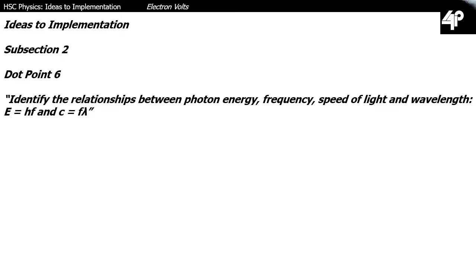This tutorial is going to be about subsection 2 out of ideas to implementation, and there is the dot point right at the end, dot point 6, which says identify the relationships between photon energy, frequency, speed of light and wavelength, E equals hf and c is equal to f lambda.